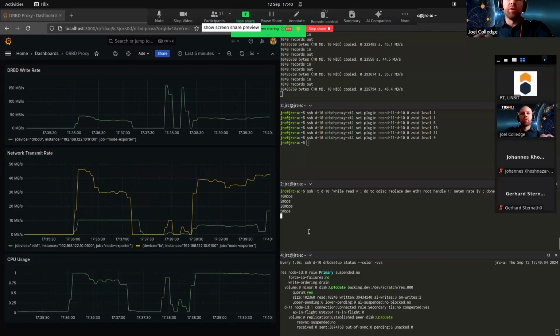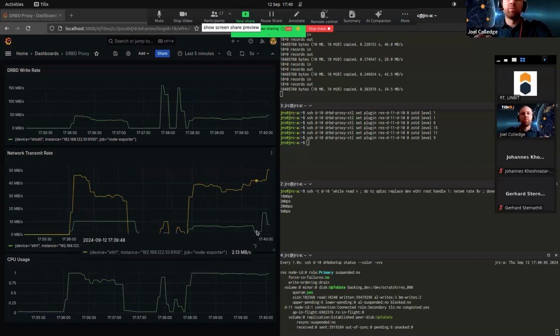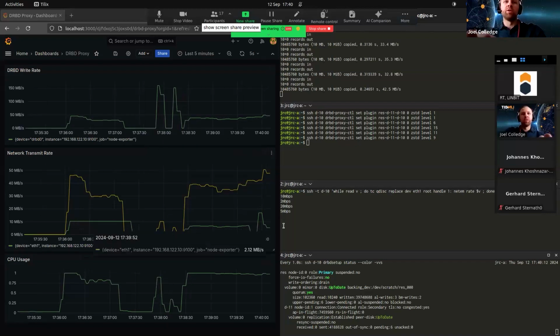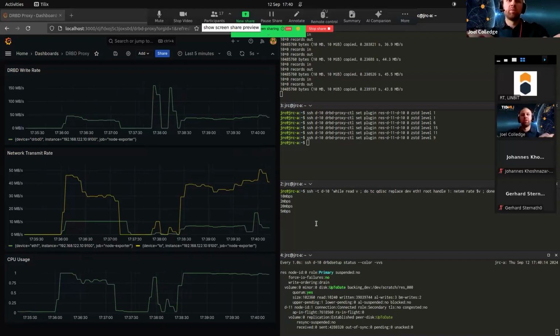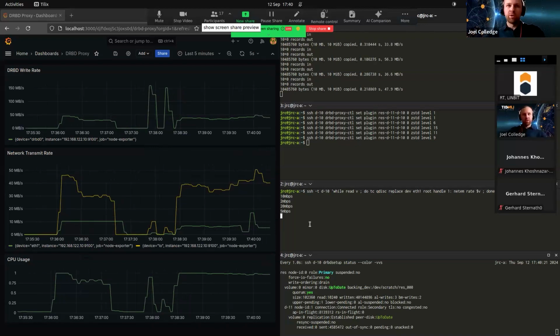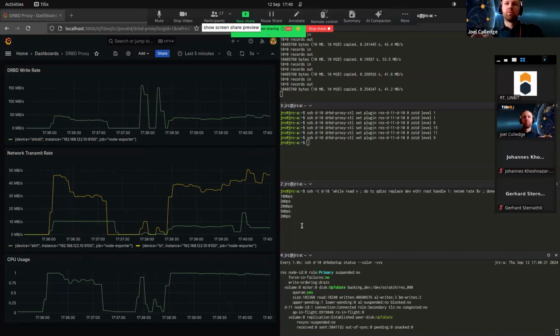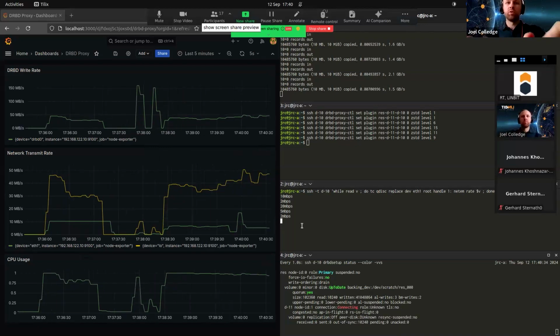So we see that despite this loss of network bandwidth for a while, DRBD was still able to write steadily throughout that time period. But eventually, of course, if the network just isn't able to transmit the data, then eventually DRBD will also have to slow down. Oh, just disconnected again.